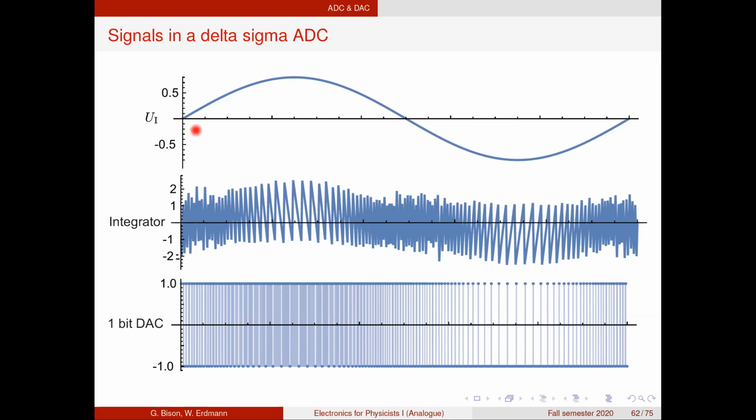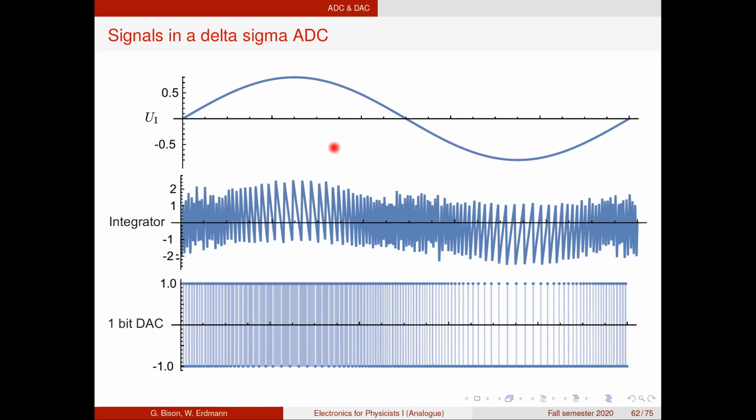Since the input signal is at 0, the plus and minus integration happens with the same slope. For that reason, we hit the thresholds at which we switch after the same time delay. And for that reason, we have plus and minus pulses with the same density. And this, of course, if we have a plus 1 volt and minus 1 volt with the same contribution, averages to 0.